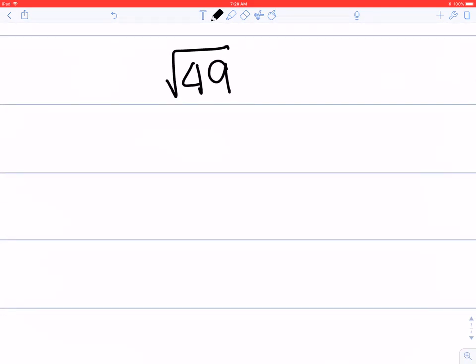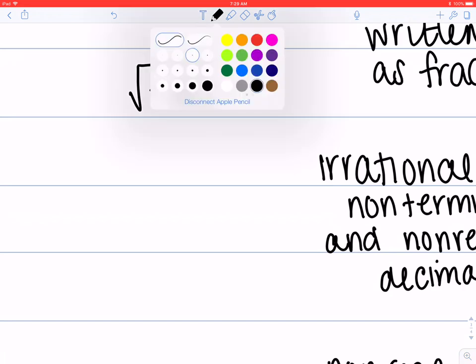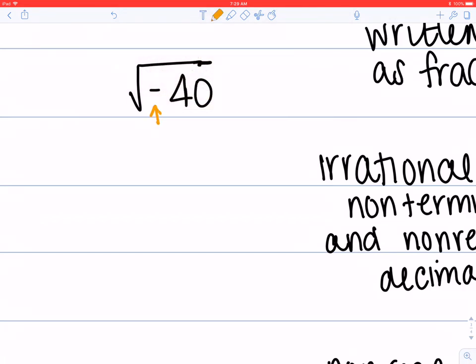My next one, the square root of 49, hopefully you know this, but I type that in my calculator and I get 7. Well, 7 can be written as a fraction, right? 7 over 1, so it is a rational number. The last one, the square root of negative 40: I type that in, put the negative sign inside the radical, and my calculator says domain error. Yours may say something else similar to that, but if you get an error, that's going to be your non-real answer. The reason is I cannot have a negative number under a square root.